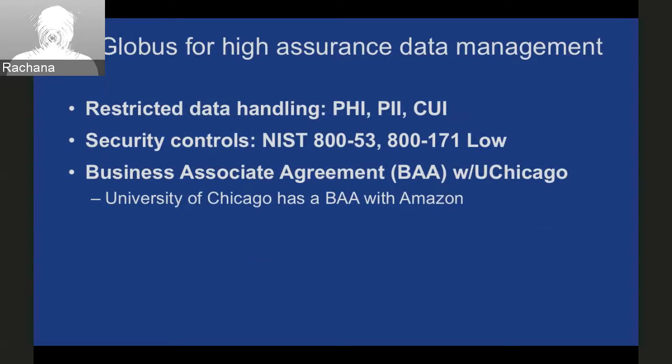Further, we also worked with the University of Chicago security office to get an ATO to operate in an environment that allows us to sign business associate agreements. So if you are using Globus in an environment that is HIPAA regulated, then you can sign a BAA with us, and the University of Chicago in turn has a BAA with Amazon because Globus is completely operated on AWS.